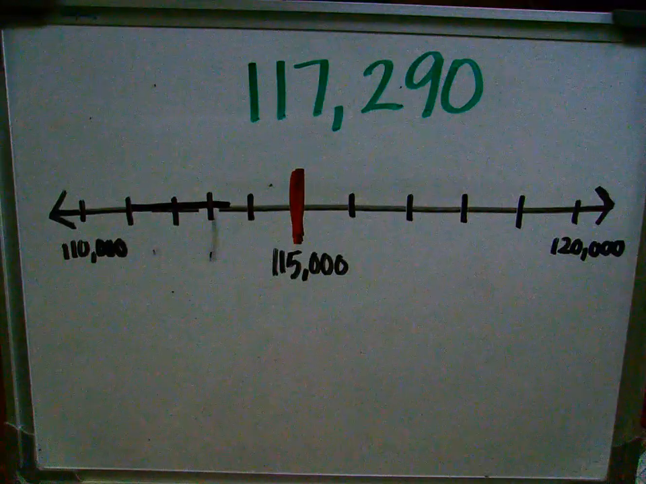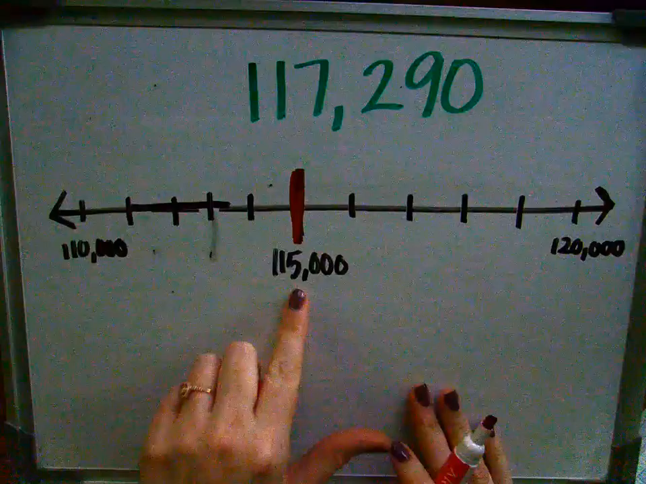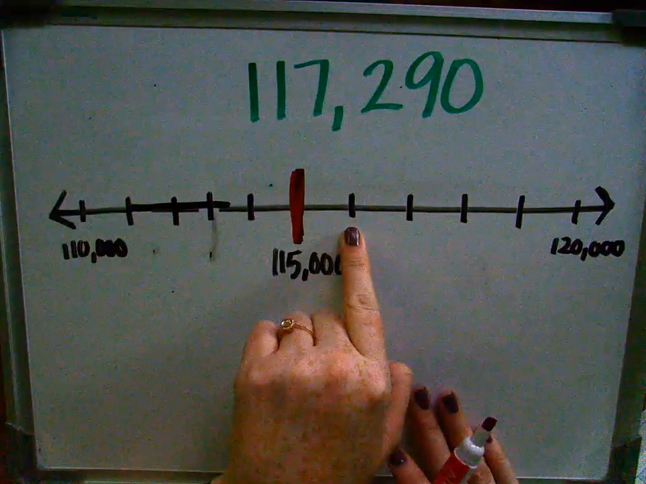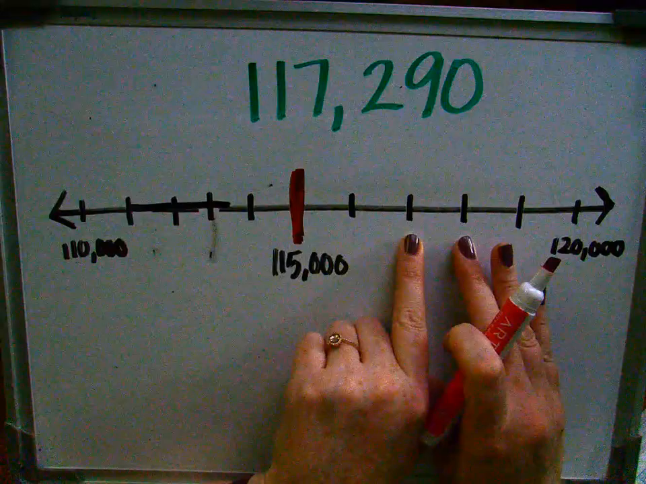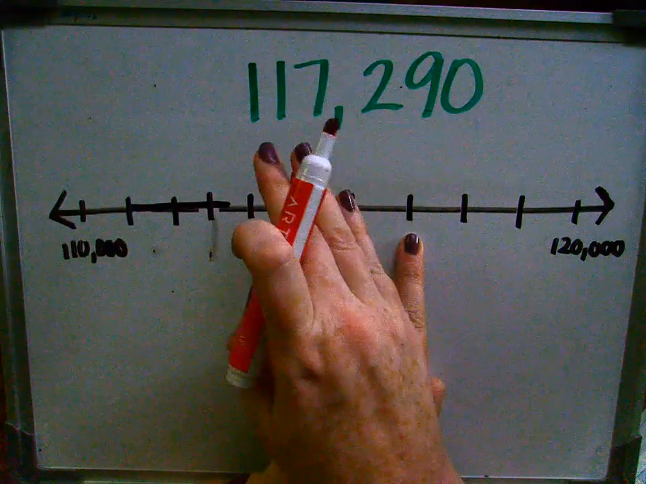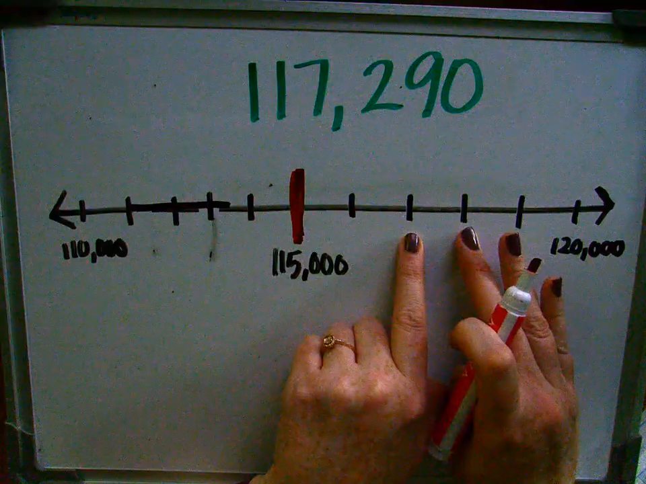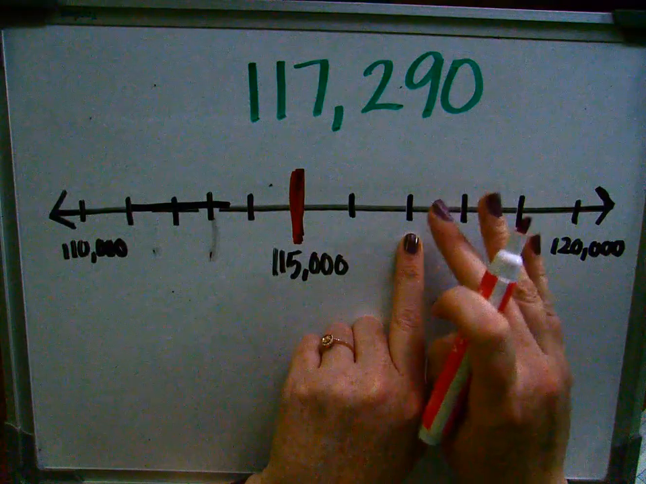Now, I want to mark 117,290. So again, if this is 115,000, that means this next line is 116,000. This is 117,000, and this is 118,000. But look at our number. It's not exactly 117,000, which is right here, and it's not 118,000 either. So that means it's going to find its place in between here somewhere.